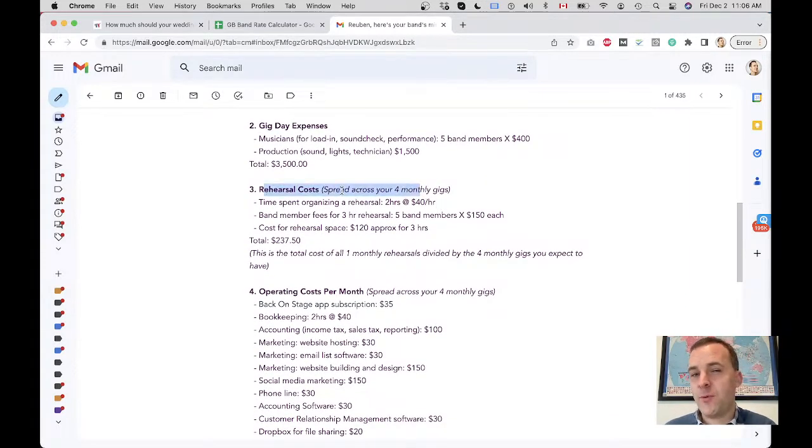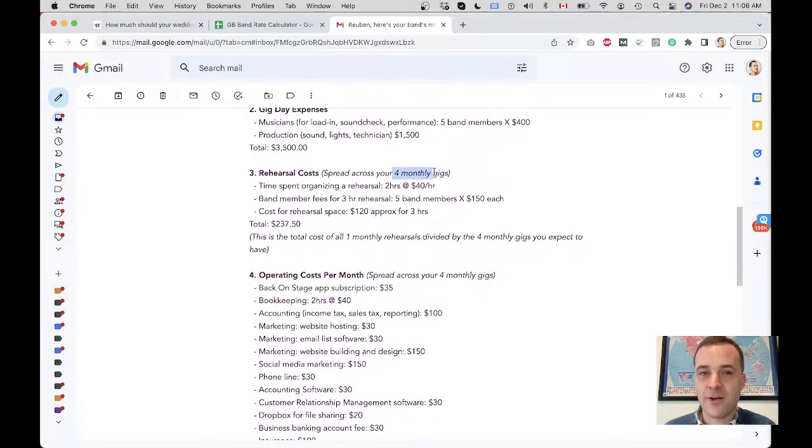Rehearsal costs. We said we were going to do one rehearsal per month. And of course, we can spread these costs across the 4 monthly gigs we said we were going to get. So it's going to take me about 2 hours to coordinate a rehearsal. That may be generous, or that may be not enough, depending on how difficult it is for you to plan a rehearsal. And then if you're a professional band, you really should be paying your musicians to rehearse as well. This isn't a charity project for them, so everybody does deserve to be paid.